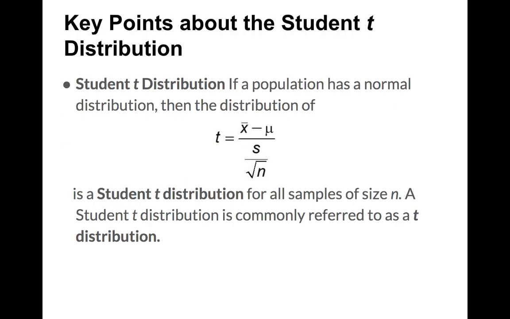So if a population is normally distributed, then the distribution t equals x bar minus mu over s over square root of n is called the student t-distribution, and it's for all samples of size n. The student t-distribution is commonly referred to simply as the t-distribution. We just dropped the student. Now, a cool fun story.